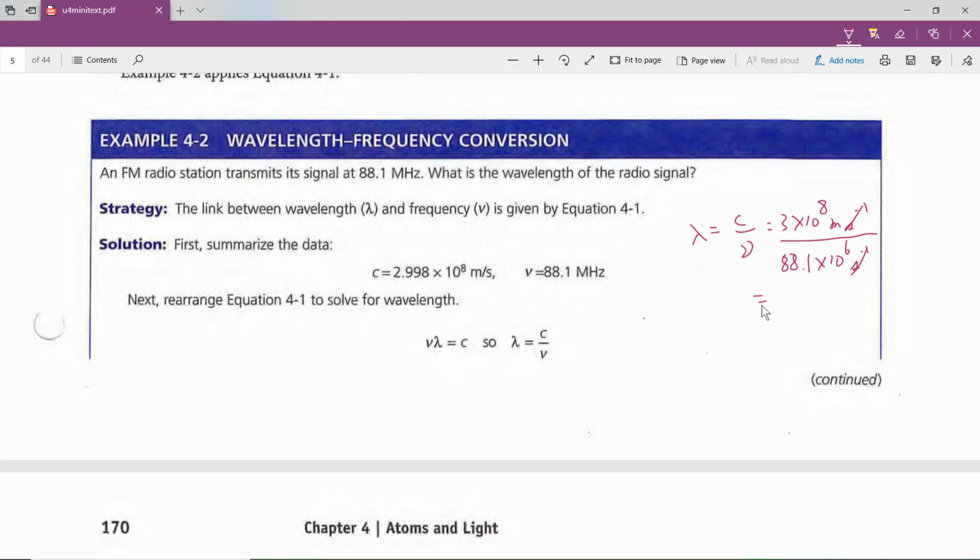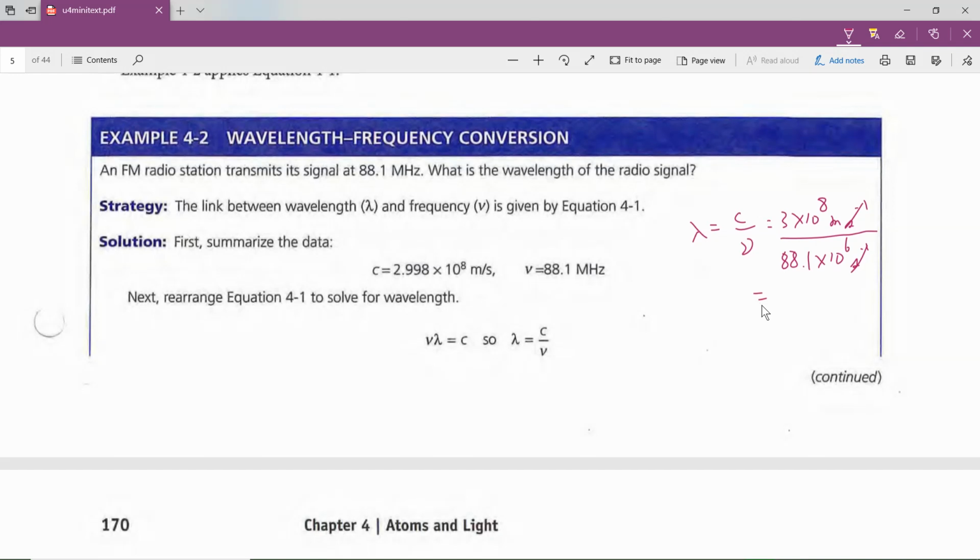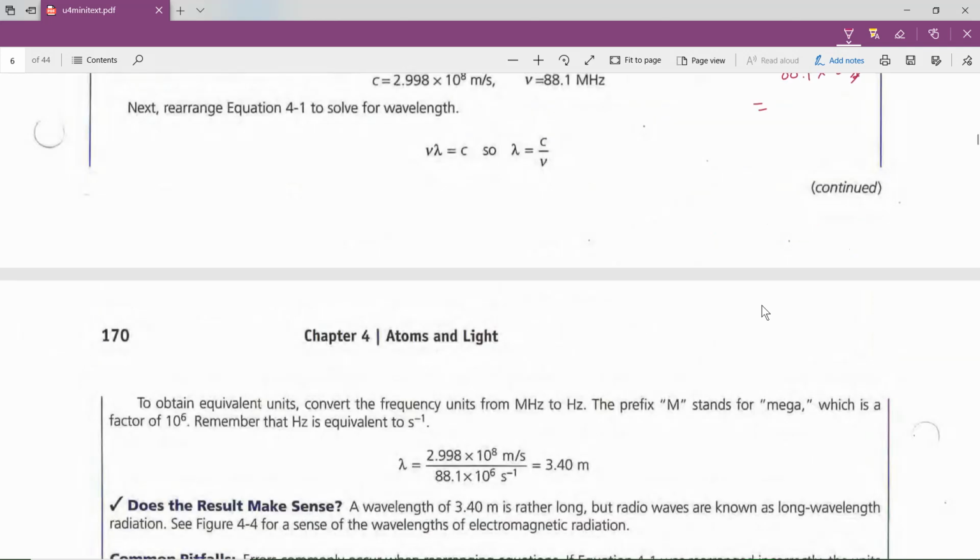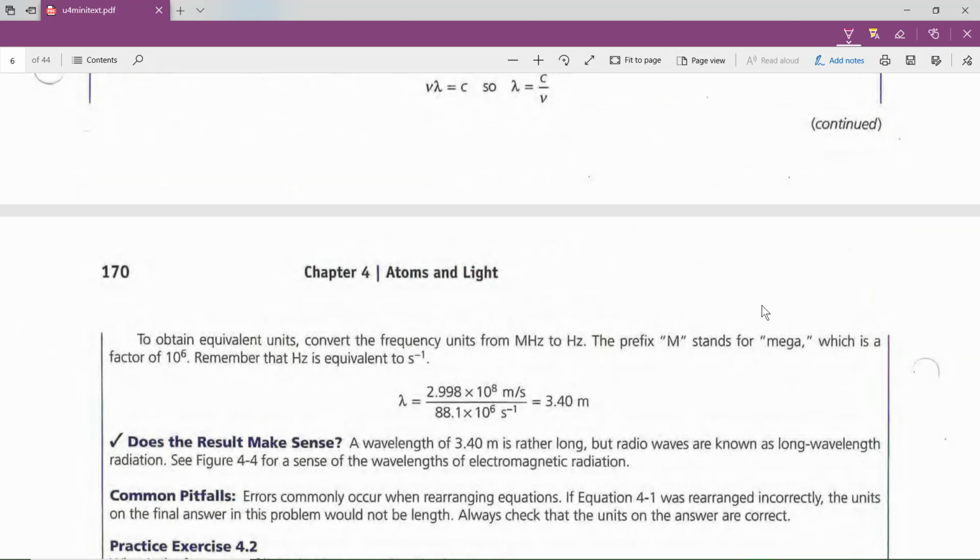So you take 3 by 10 to the 8th divided by 88.1 by 10 to the 6th, and what are we going to get here? 3.40 meters. And there you go. Notice I had to make the conversion. I couldn't leave it as mega because then the units wouldn't cancel out correctly. So I had to remember that mega is 10 to the 6th. Okay?